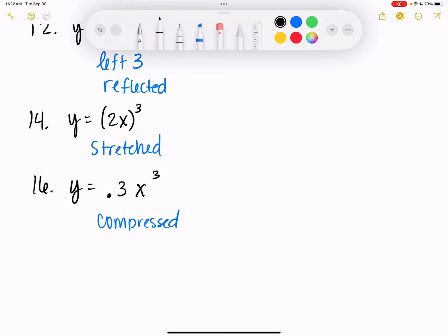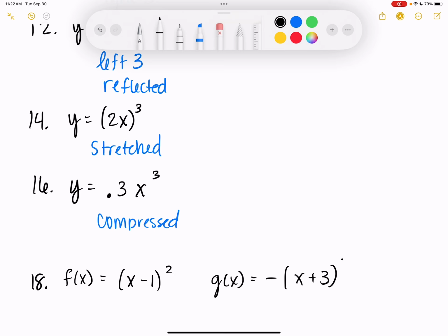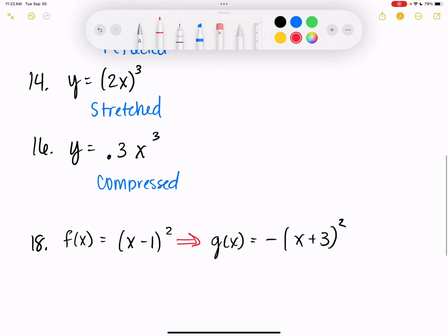Okay. Number 18. Describe how to transform the graph of f into the graph of g. F of x is equal to (x minus 1) squared, and g of x is equal to negative (x plus 3) squared. So I'm trying to figure out how to make f look like g. So what has happened to have caused that to occur? It has moved left 4 and has been reflected. Yep, and it was reflected. So we don't have to tell how it's reflected. We just say reflected.